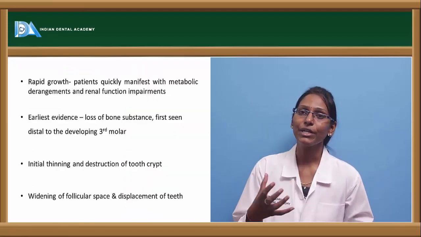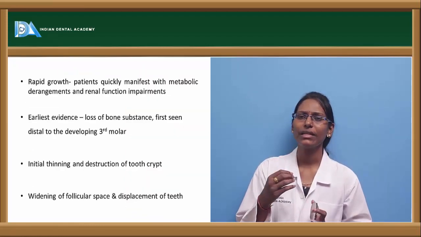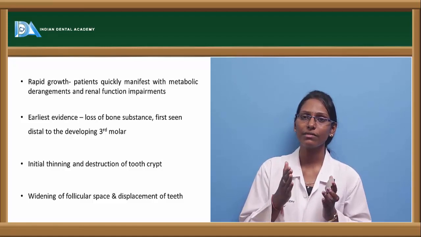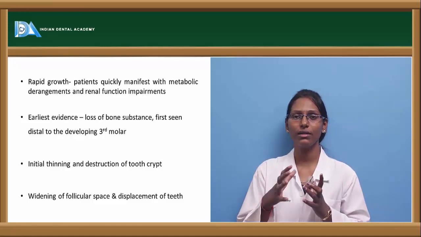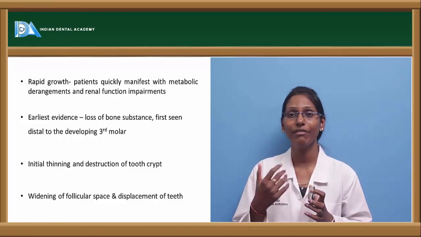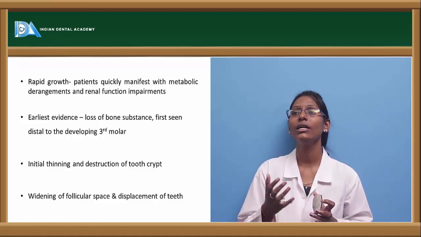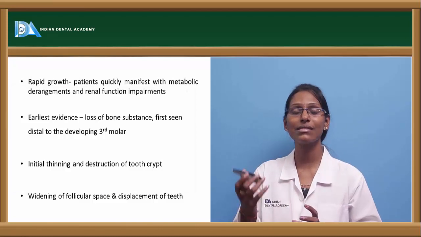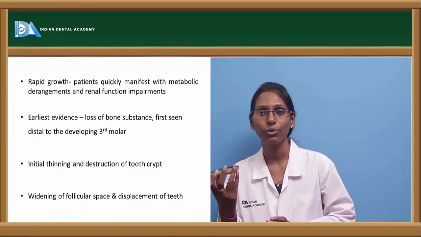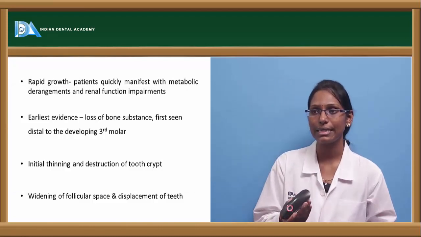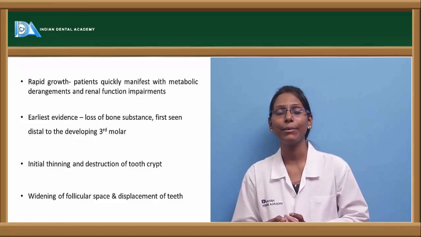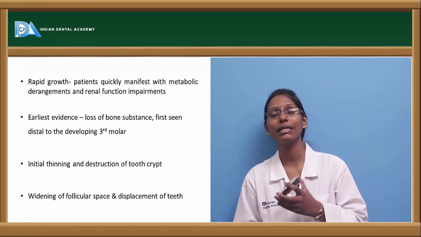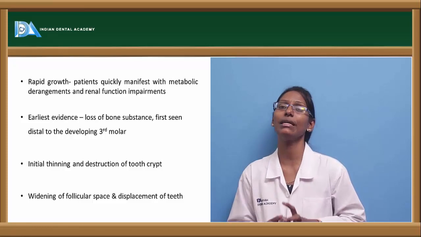It has rapid growth, where patients quickly manifest with this, and in the span of a few days to months the size of the lesion becomes very severe and more aggressive in nature. The earliest evidence is loss of bone substance, usually seen distal to the developing third molar. Most commonly the mandible is involved in these cases, and patients will also have metabolic derangements, and renal function impairments can also be seen.